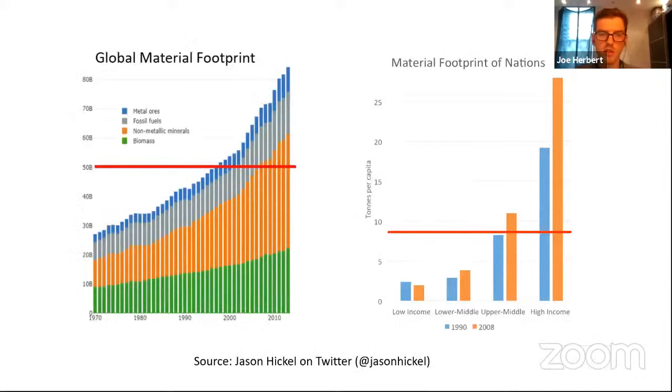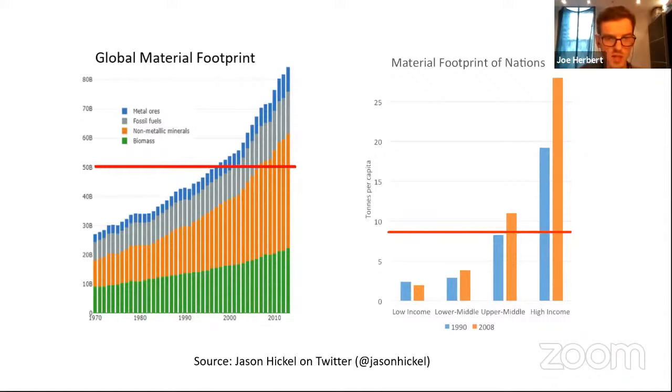And another way we can look at this indicator of material footprint is a couple of graphs here. On the left, you've got, again, global material footprint broken down into the various different materials within that. And the red line going across the screen here is the level that's deemed by researchers to be the sustainable maximum level of material use.